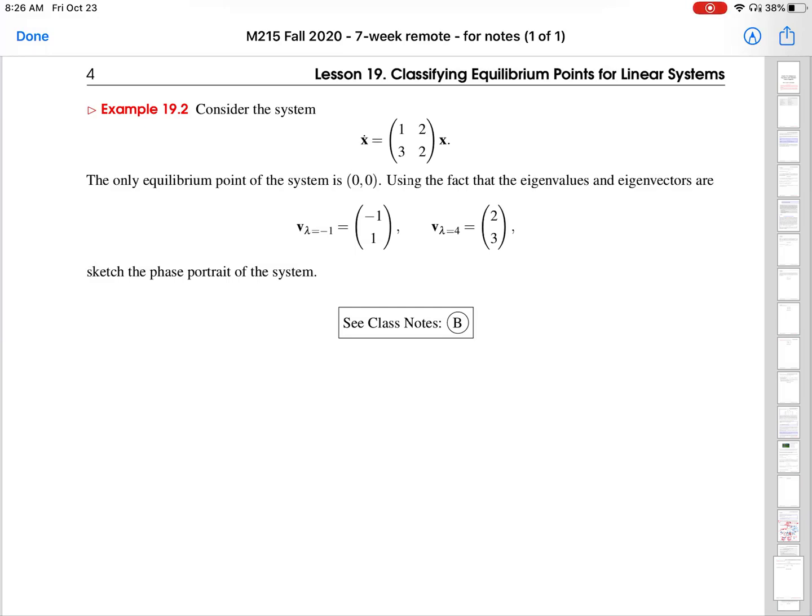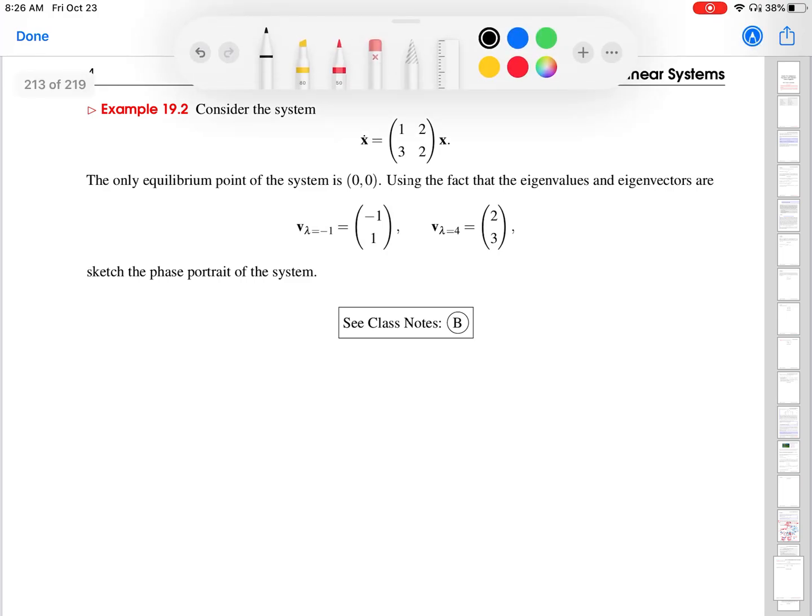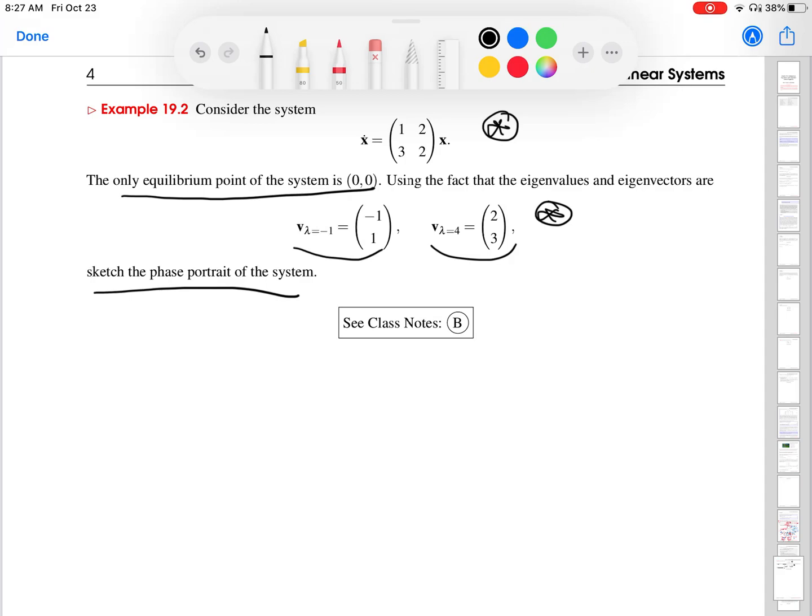We are working on class notes B in lesson 19. Just like the previous class notes, previous example, we are once again going to draw the phase portrait near the equilibrium point 0, 0, the only equilibrium point of this system. And as I said earlier in that example, you could, based off of everything we've learned so far, have derived the eigenvalues and eigenvectors for this system. I've given them to you, however, because I want to really focus on the new skill in this lesson, which is sketching the phase portrait of these systems.